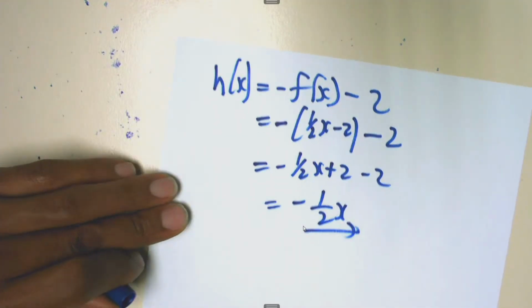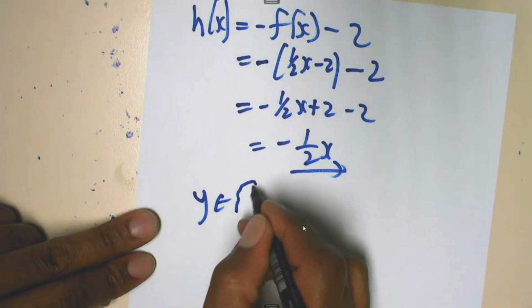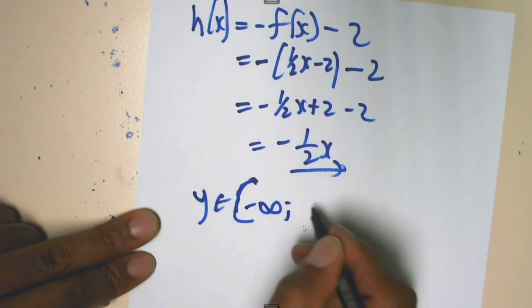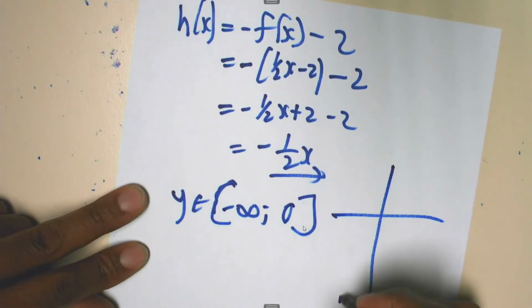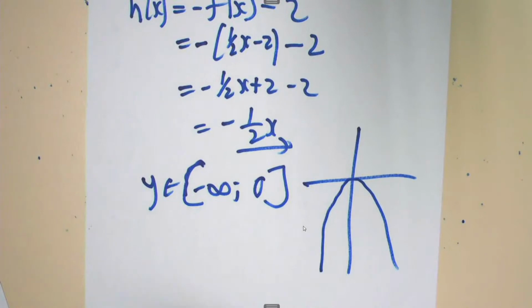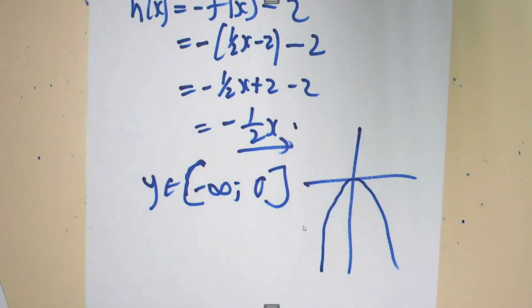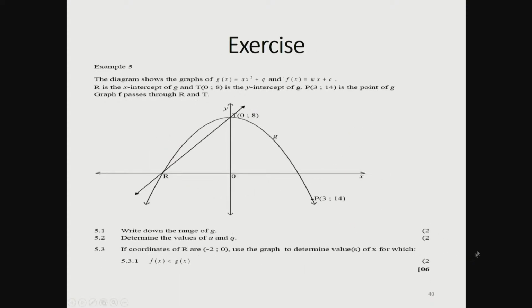Now what is the range? The range then will be y element from negative infinity to 0, because now it is at the origin. The graph now looks like this. The turning point is x is 0, y is 0, because the value of q is equal to 0. Right, that is the first example, here it is.